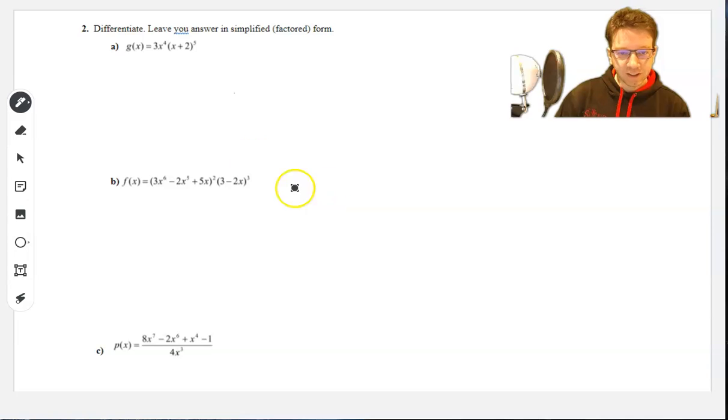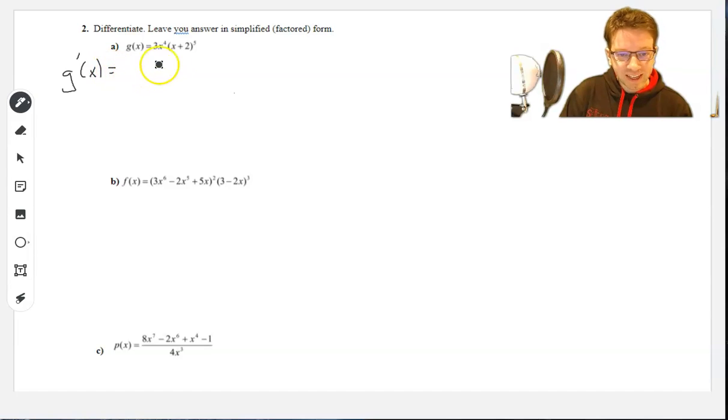All right. So this one says, again, differentiate. But this isn't a simple power rule. In this case, we have a product rule, quotient rule. Okay, and we also have chain rules in them as well. All right, so let's do the first one. So g prime of x.